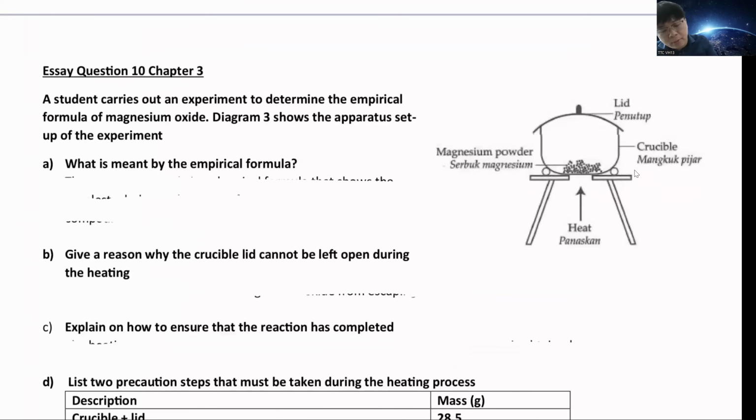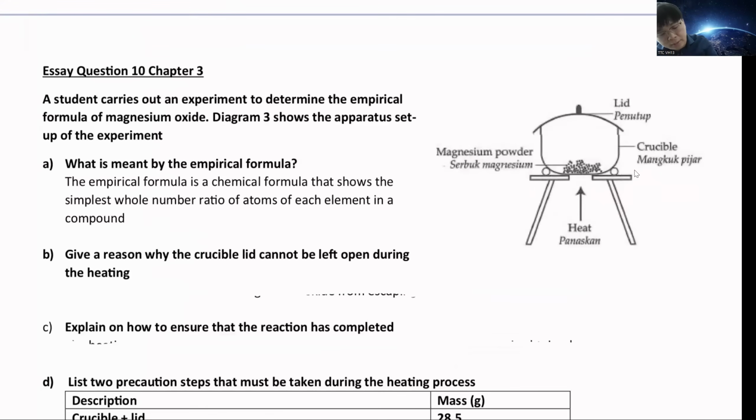First, you have to memorize the empirical formula definition. Empirical formula is a chemical formula that shows the simplest whole number ratio of each element in the compound. Please memorize this. Now, for this reaction, magnesium will burn with oxygen and become magnesium oxide. Balance the equation.